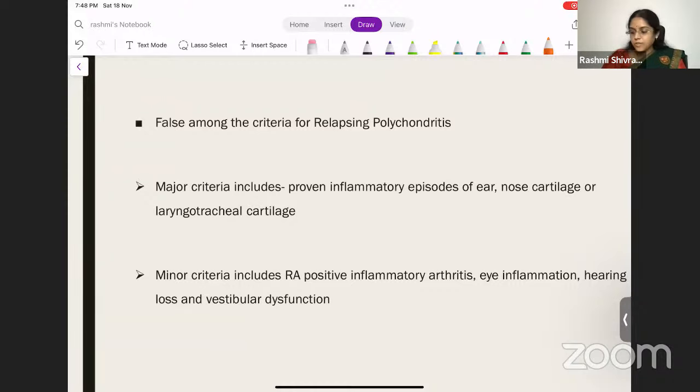Okay, let me tell you. Relapsing polychondritis has major criteria and minor criteria. So this option is actually correct. Option A is actually correct.